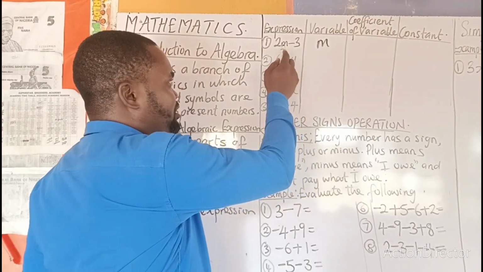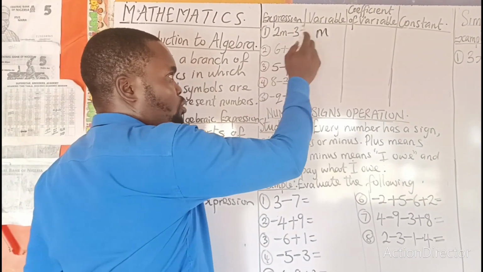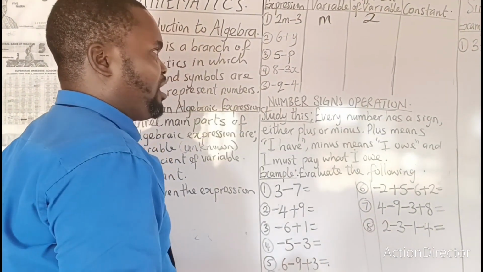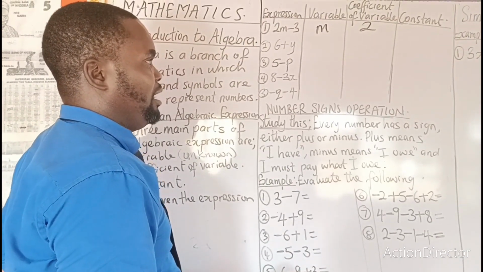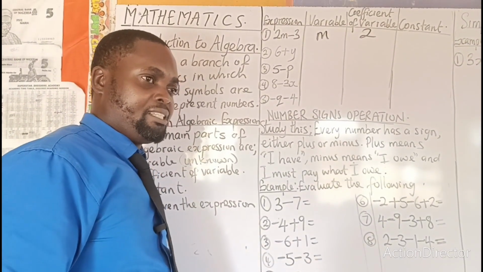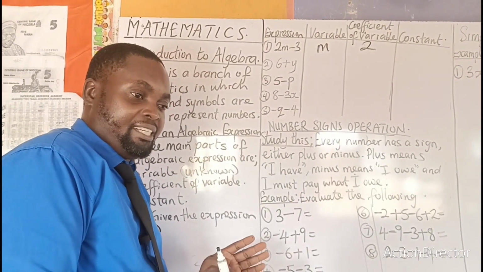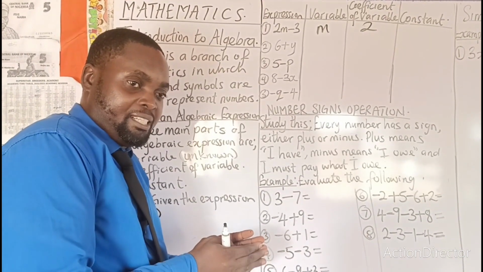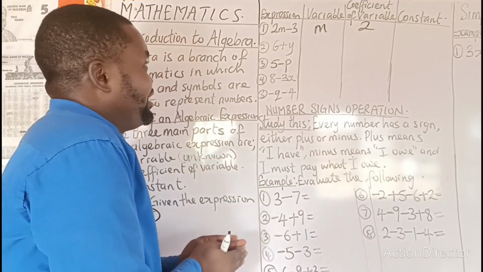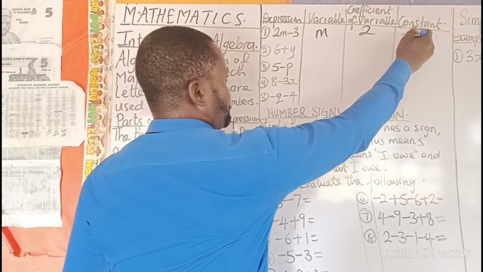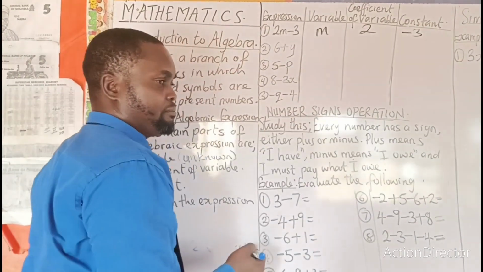M is the variable. The number holding that variable is what? 2. So that means the coefficient of variable m is 2. Now, do we have a constant here? Yes. What did you say the constant is? The constant is the number that does not have any letter or symbol attached to it, the one that is standing alone. And what is that in this case? Minus 3. Is that clear?